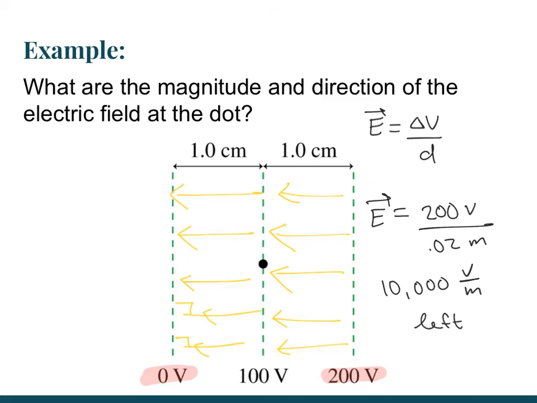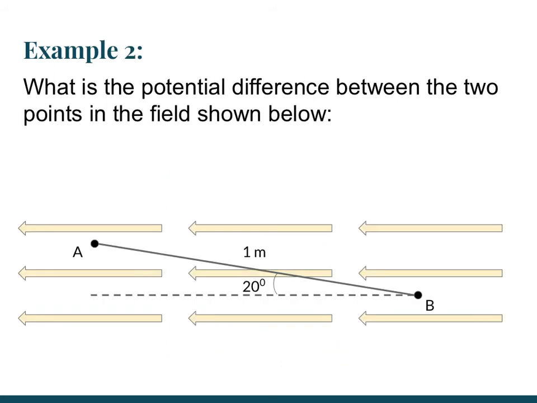So we know that our electric field is 10,000 volts per meter, and it's going to the left. If you want to, you can calculate it out with both sets of inner and outer lines to see that you're going to get the same answer no matter what. Now let's head on over to example number 2. This one's a little bit more complex. It's asking for the potential difference given the field.